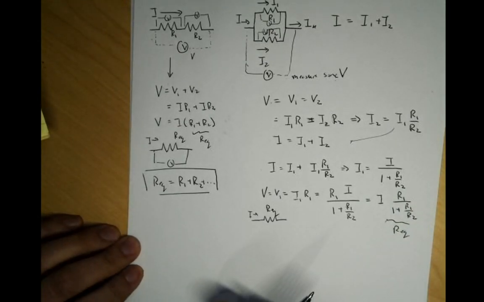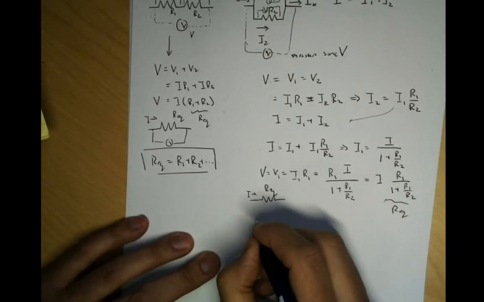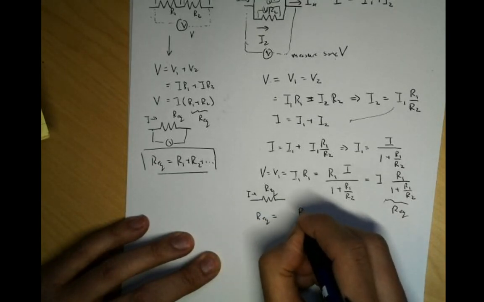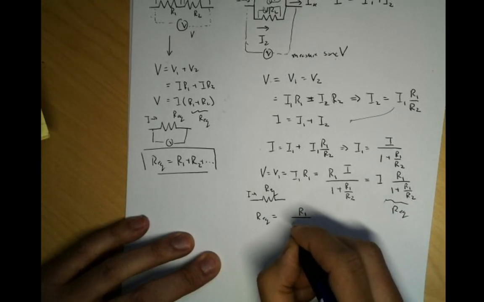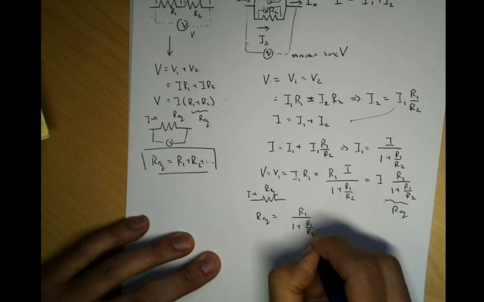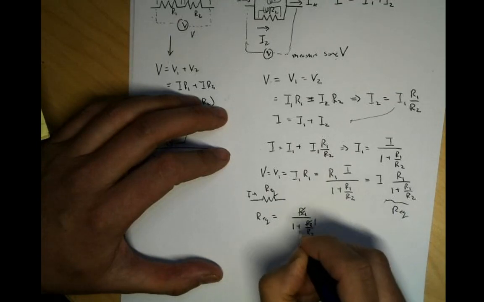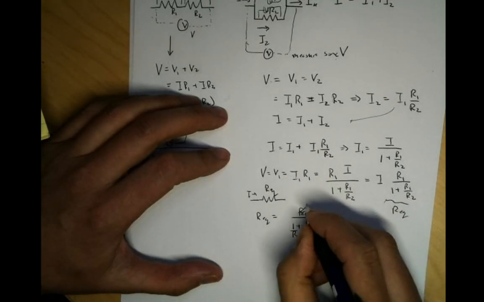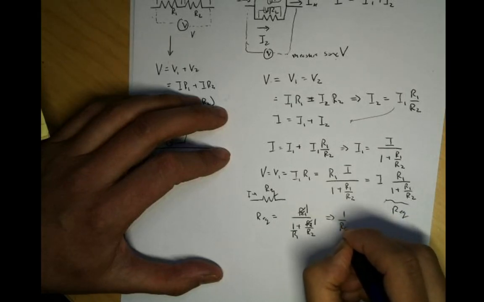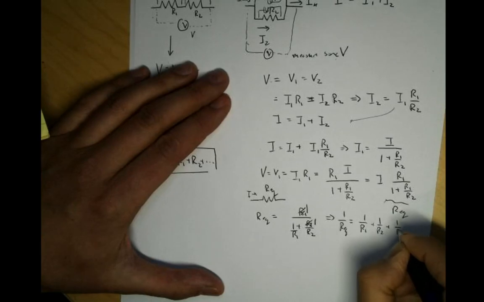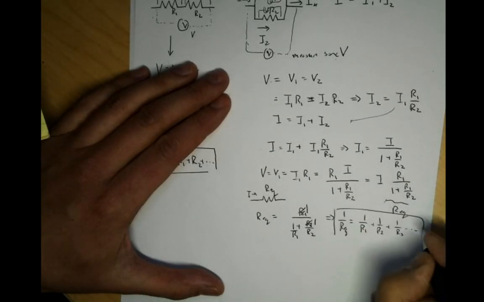Now that's an ugly way of writing it. It turns out there is an easier way. Going back to what this looks like, R equivalent is equal to R1 over 1 plus R1 over R2. Taking 1 over this thing implies that 1 over R equivalent is equal to, in the normal way of writing it, 1 over R1 plus 1 over R2 plus 1 over R3, dot dot dot.